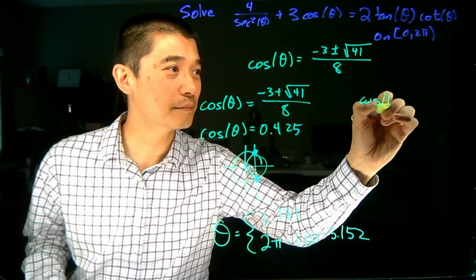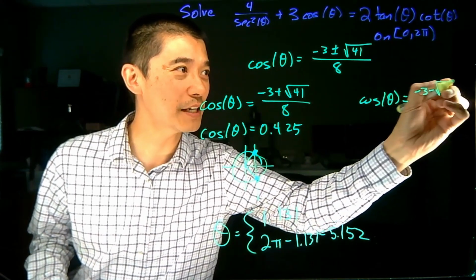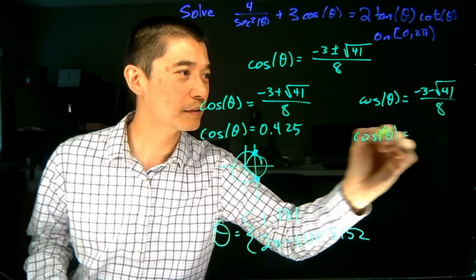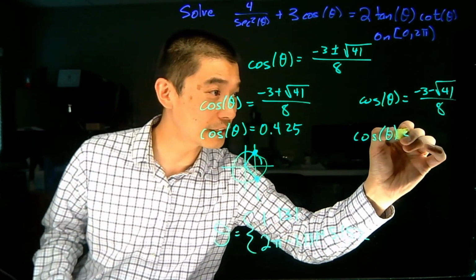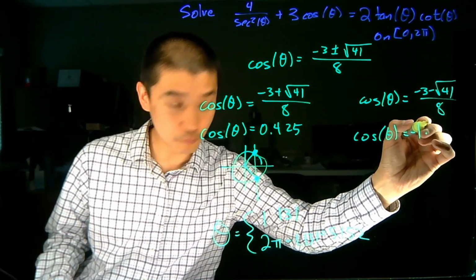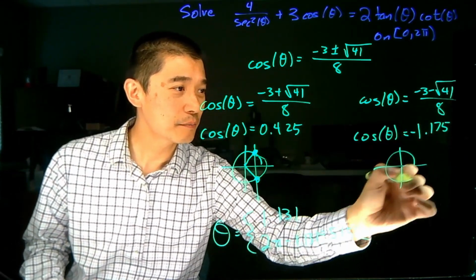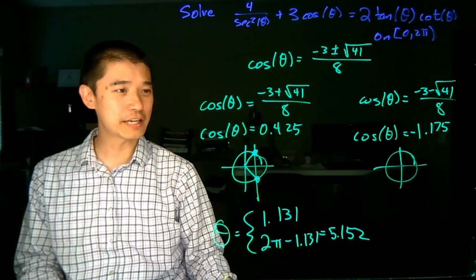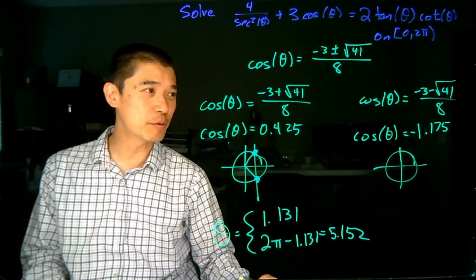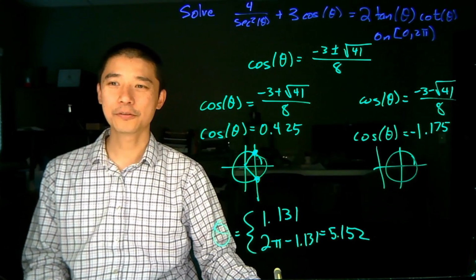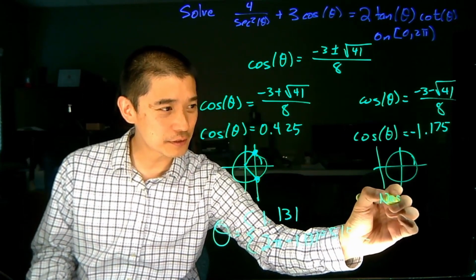Cosine of theta is equal to negative 3 minus the square root of 41 over 8. When you plug that into a calculator, you get this is negative 1.175. And we draw the unit circle picture. The cosine value is, again, x-coordinate, but the x-coordinate is negative 1.175, which is going to be just outside of the circle. And so this part has no solutions.